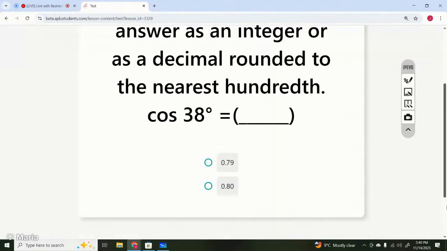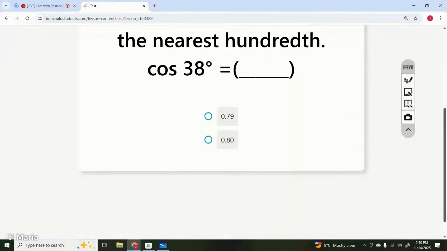Evaluate cos 38 degrees. That is 0.79. Option number 1 is the correct option. Okay, the next one is cos 89 degrees. So cos 89 is 0.02. Option number 1 is the correct option. Okay, you can complete the lesson by yourself later today.